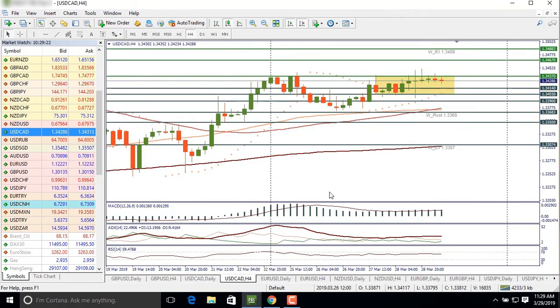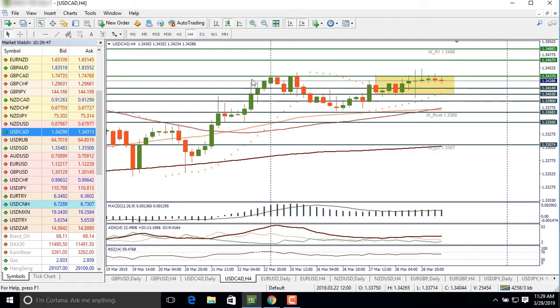Now let's look at the 4-hour chart. We can see that the volatility for the pair has been very low since the beginning of the day, and up to now it's trading near the resistance at 134.37.